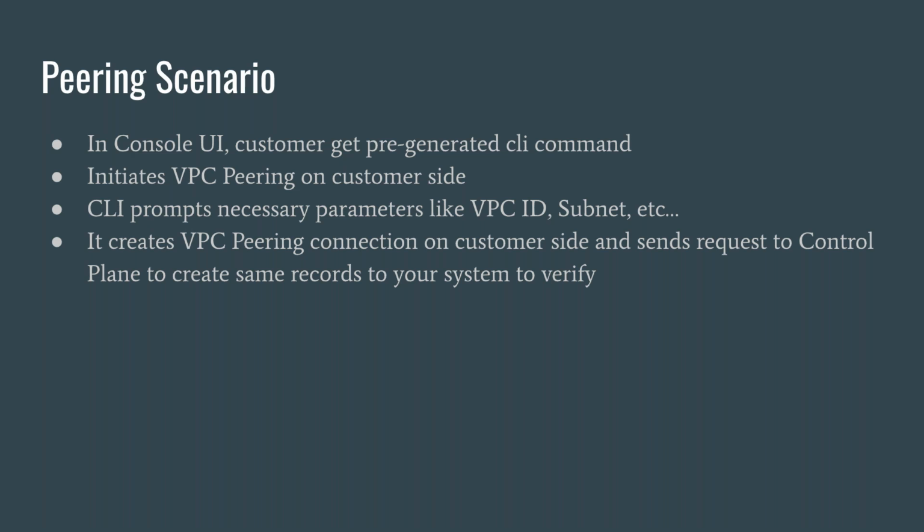It has different naming on different cloud providers. For example, in Azure, it is VNet peering. In AWS, it is VPC peering. So this scenario is nearly the same on all the peering scenarios.